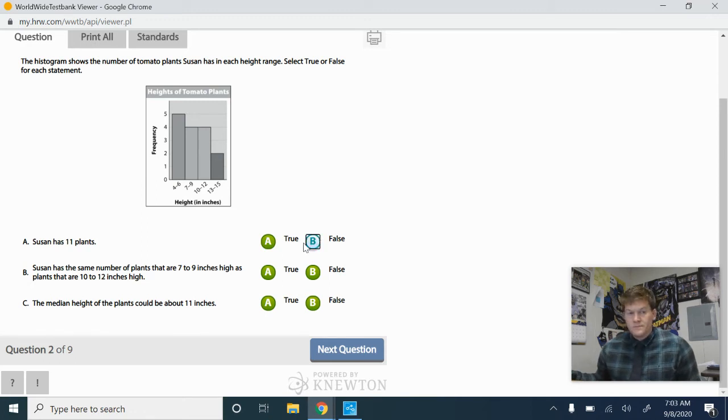She has 15. Susan has the same number of plants that are 7 to 9 inches high as plants that are 10 to 12 inches high. Well, that's perfect with histograms because all we have to do is look at the bars. 7 to 9, 10 to 12. My two middle bars, they're exactly the same, so easy points right there. Our last one, the median height of the plants could be about 11 inches. Median's in the middle. We have 5 here, 4 there. That makes 9 of our 15. So this is already more than half. So our median should fall somewhere in between these two. Is 11 in between that range? No. So for number 2, we should have false, true, false.